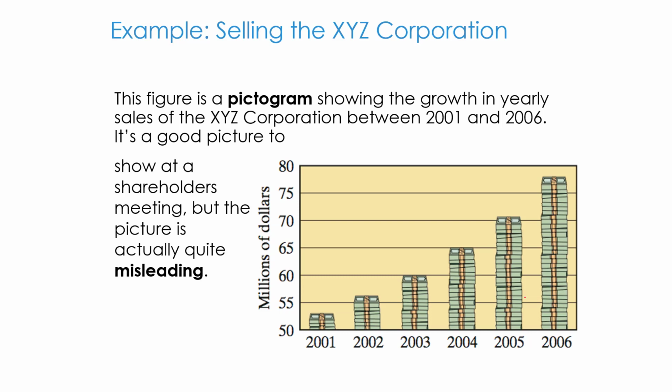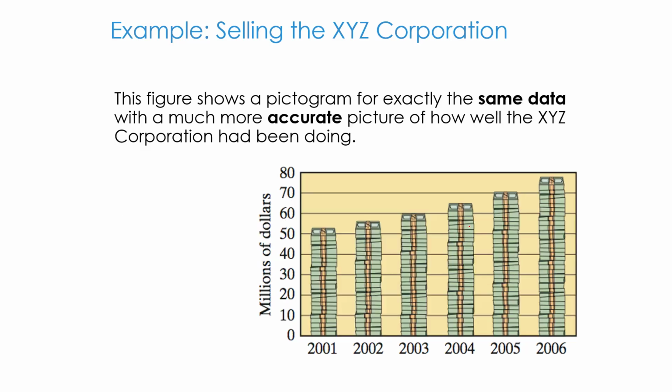So by looking at this, it looks like there is a big rise from 2001 to 2006, right? You're going from 50 to 80 to 78, something like that, 77, 78, and it makes it look like it's a big jump, right? And the reason why it makes it look like it's a big jump is because they chose to start right here at 50 instead of 0. And that was going to make this rise seem bigger than it actually is.